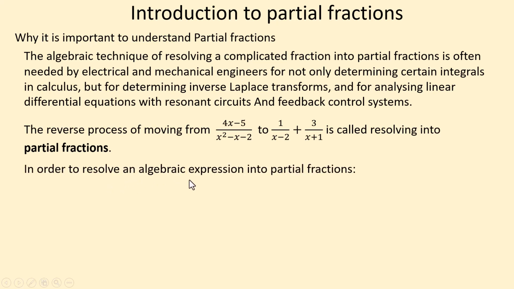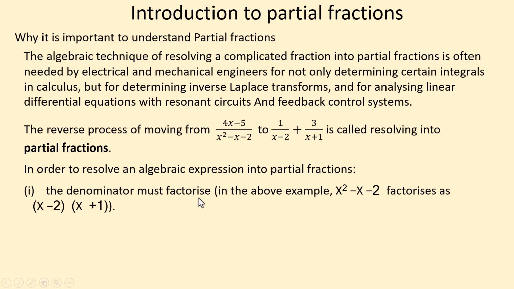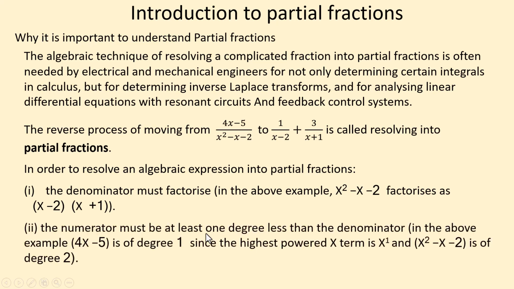In order to resolve an algebraic expression into partial fractions, first, the denominator must be factorized. In the above example, we have x squared minus x minus 2. If we factorize it, it becomes (x minus 2) times (x plus 1). To learn how to factorize, I put the link of one of the tutorials in the description of this video. The factorization of x squared minus x minus 2 is (x minus 2) times (x plus 1).